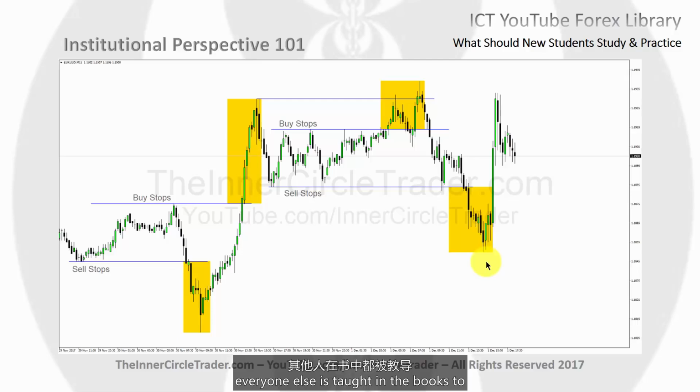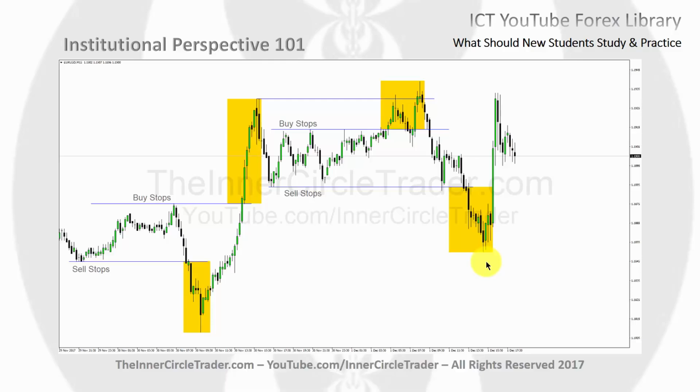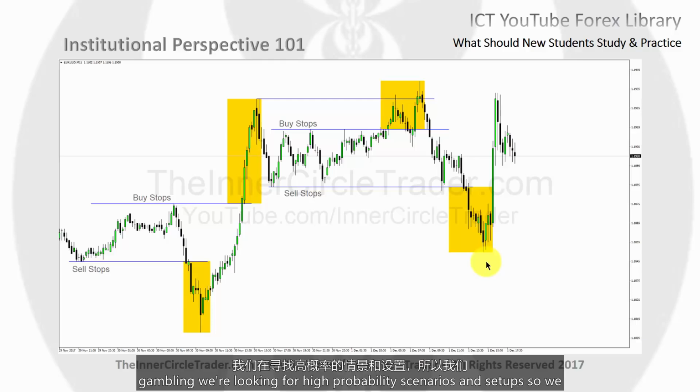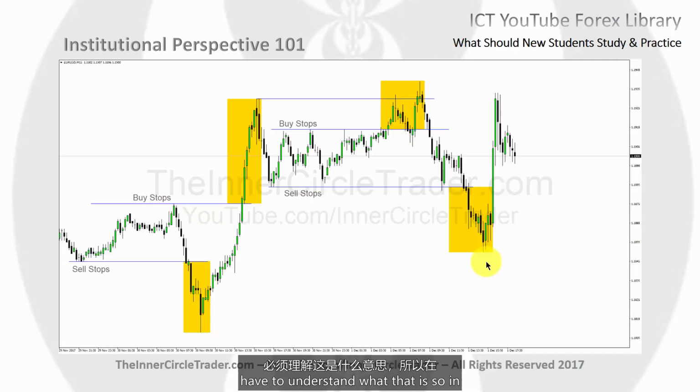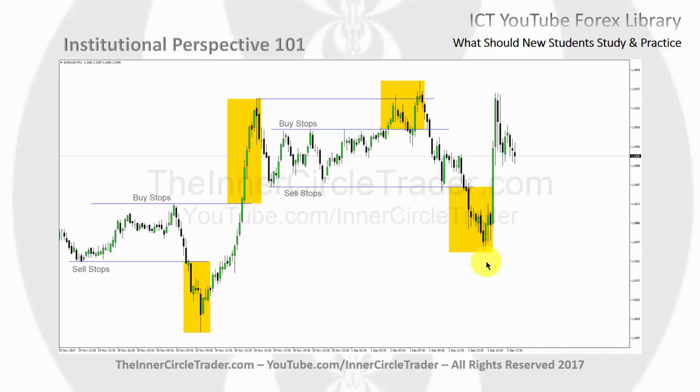Everyone else is taught in the books to trade your edge. Keep doing the same thing over again. While your hand's hot, play it hard. That's just foolish. We're not gambling. We're looking for high probability scenarios and setups. So we have to understand what that is. So in addition to, and a complement to, the high probability scalping course, I'm using this first video to kind of segue into a little bit more detail.